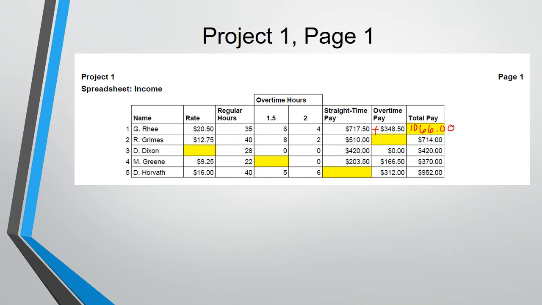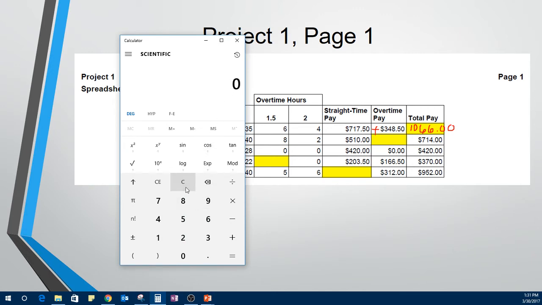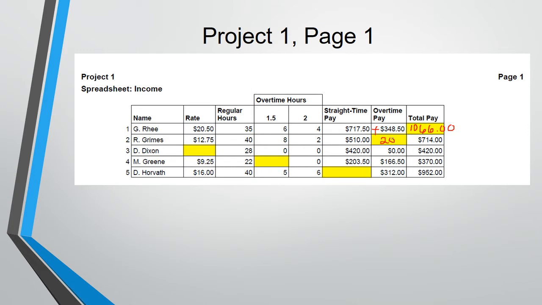To find overtime pay, we have two ways of doing this. We can do it the long way or the short way. The short way is to do what we did in the first question, just backwards. Earlier, we added straight time pay with overtime pay to get total pay. This time, we don't know overtime pay, but we do know total pay. So we could subtract $714 minus $510, giving us $204. So that is the faster way of doing it.